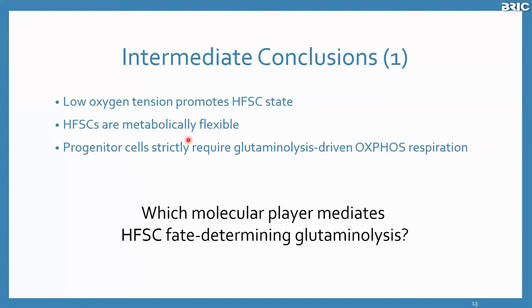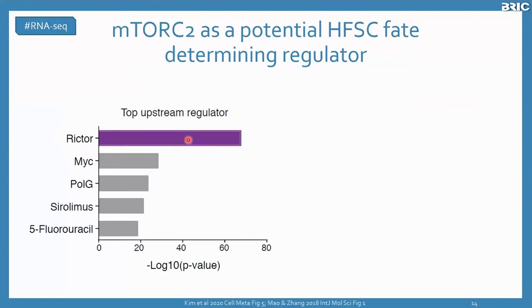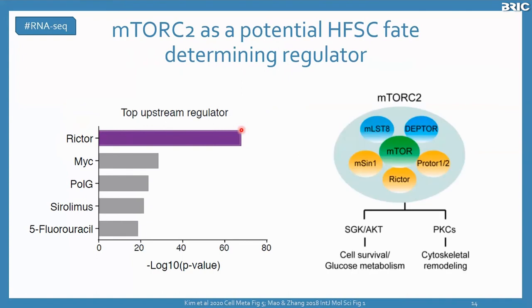Now, the next question I wanted to address was, which molecular player mediates this hair follicle stem cell fate determining glutaminolysis? In order to answer this question, I went back to the RNA sequencing and I looked at the top upstream regulator to get some idea on what would be the potential molecular player. And interestingly, what I saw was RICTOR. So RICTOR is a complex that's part of mTORC2. mTORC2 is this complex mostly known for its binding of RICTOR. And this mTORC2 complex is known to activate AKT signaling pathway or PKC signaling pathway. And each pathway is known to be associated with cytoskeletal remodeling or cell survival and glucose metabolism.